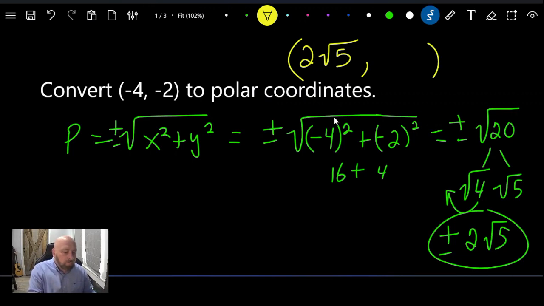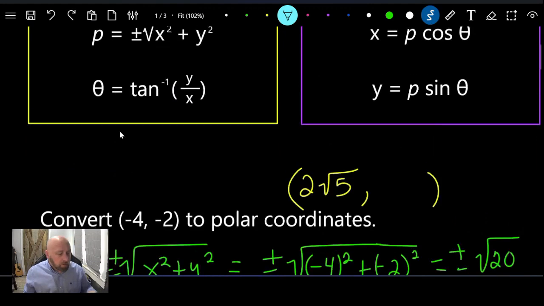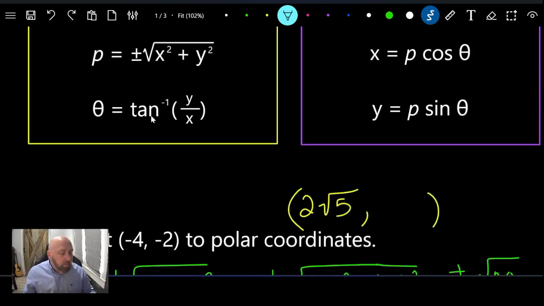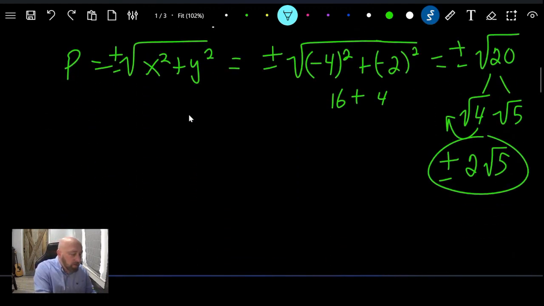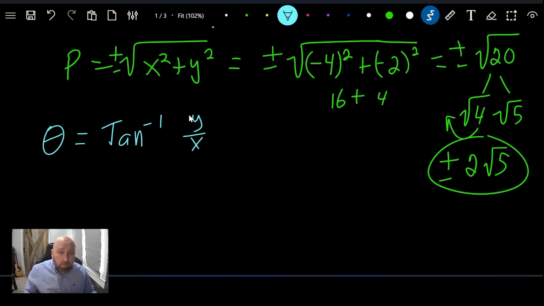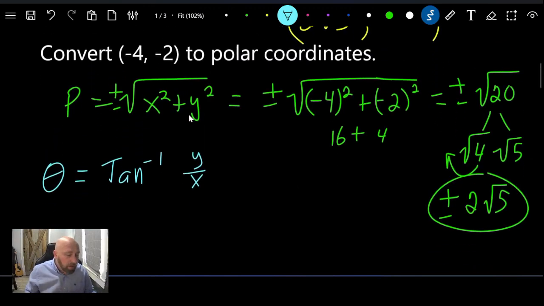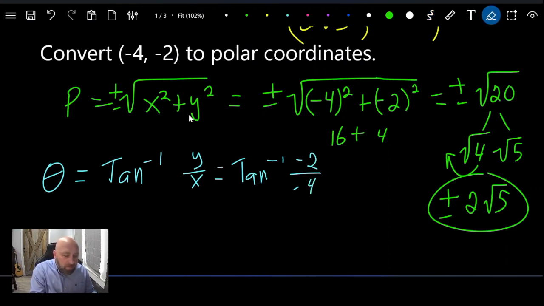What's going to go into the theta side is we're going to go back up here and get our theta formula. So we're going to use this right here: theta equals tangent -1, inverse tangent, of y over x. So let's write that down here. Theta equals tangent -1 of y over x. And now we'll just plug into that. So our y is -2, tangent -1 of -2 over -4. Negative, negative, that's going to be positive. So we can actually get rid of those because that turns it into positive.